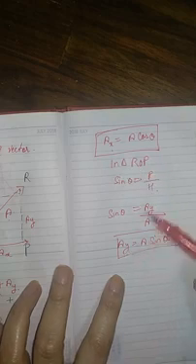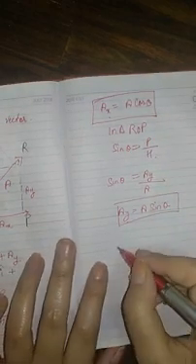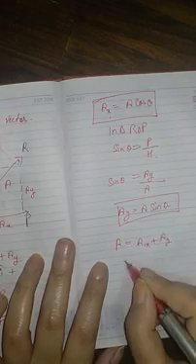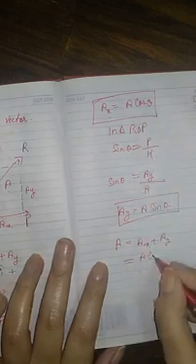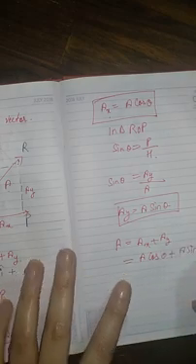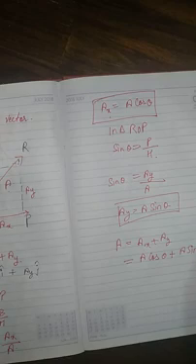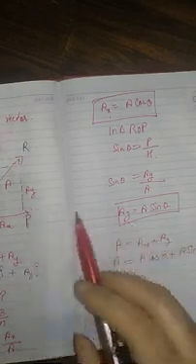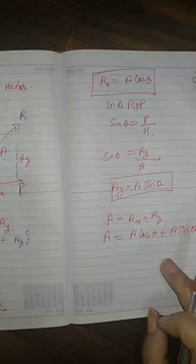So this is how you find ay and ax, the base side and the perpendicular side. Now ultimately A is equal to ax plus ay, which is a cos theta plus a sin theta. This is how you find the resultant vector by breaking the vector.